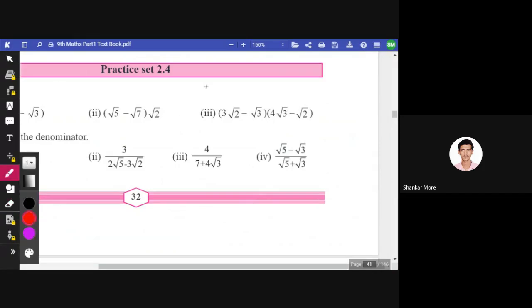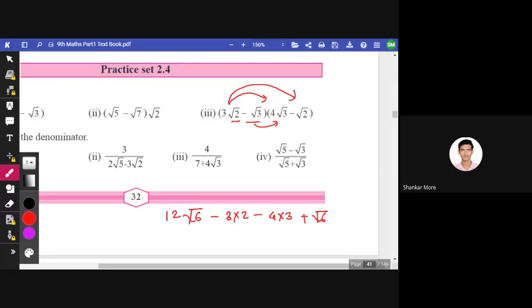Simply we have to multiply this with this first and this with this after that. So 3 into 4 is 12. Root 2 into root 3 is under root 6. 3 root 2 into minus root 2 is minus 3 into 2. Minus root 3 into 4 root 3, that is minus 4 into 3, and minus root 3 into minus root 2 is equal to positive root of 6.